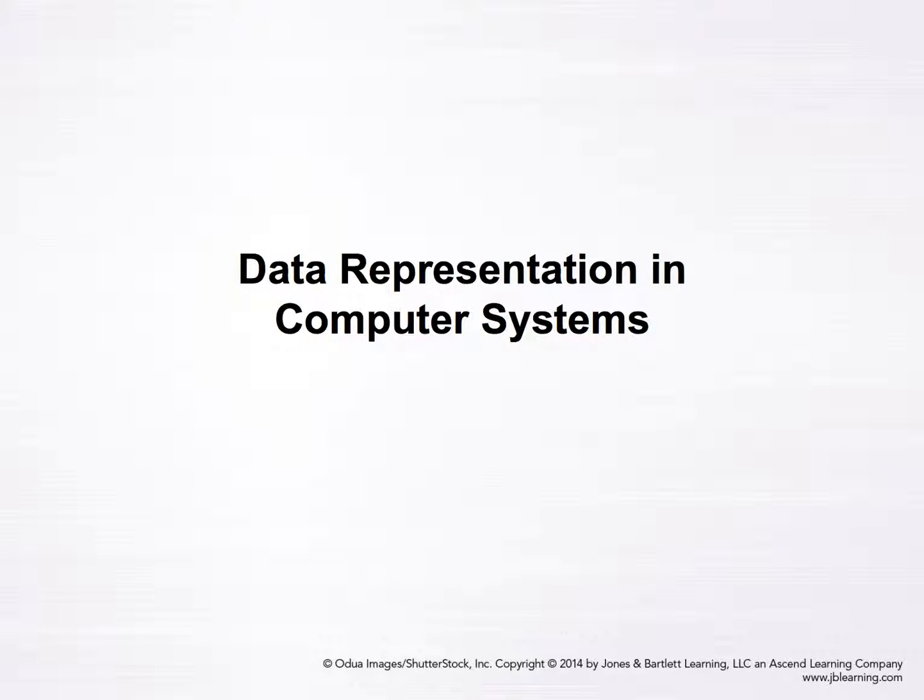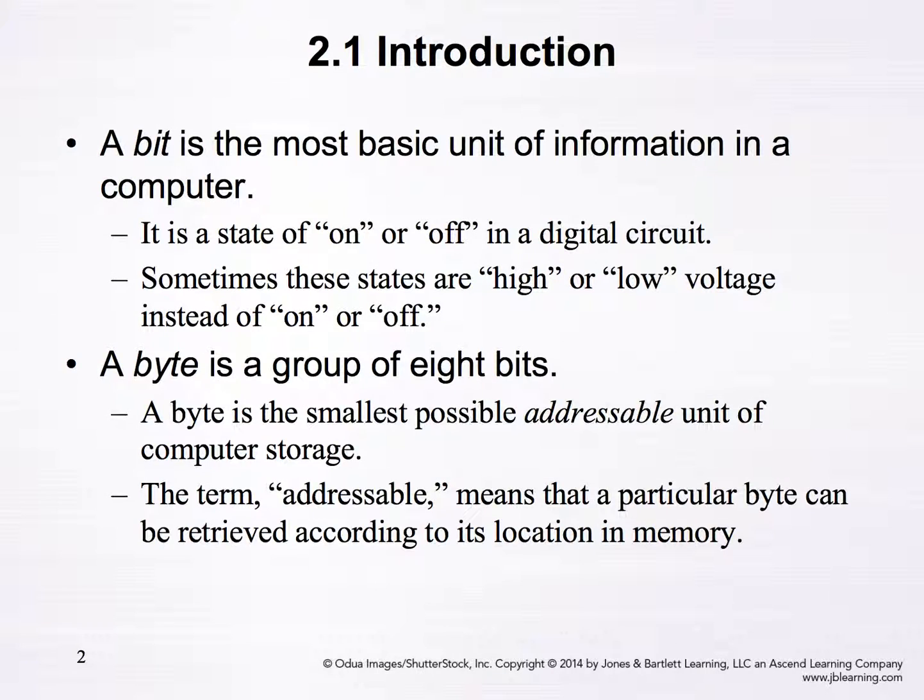In this video, we talk about data representation in computer systems. In a computer system, a bit is the most basic unit of information. That's the state of on or off in a digital circuit, or sometimes the states are high or low voltage instead of on or off.